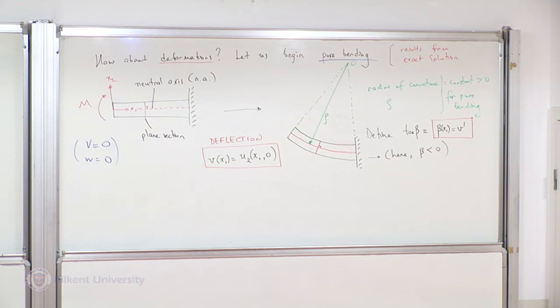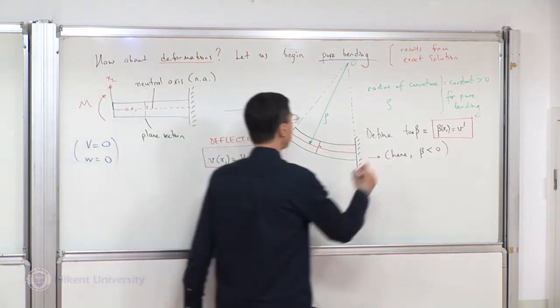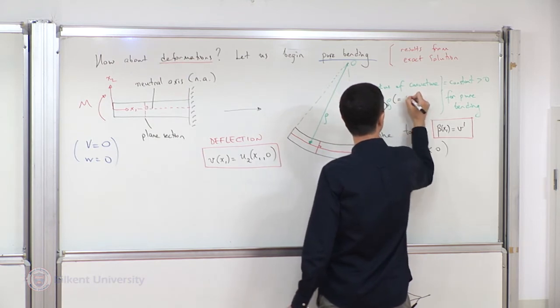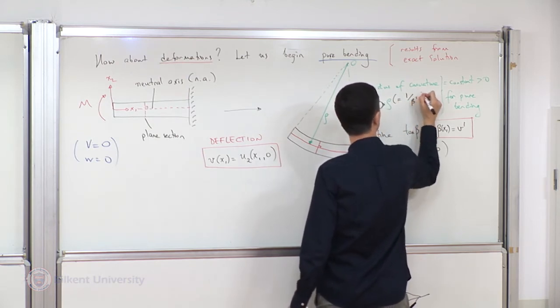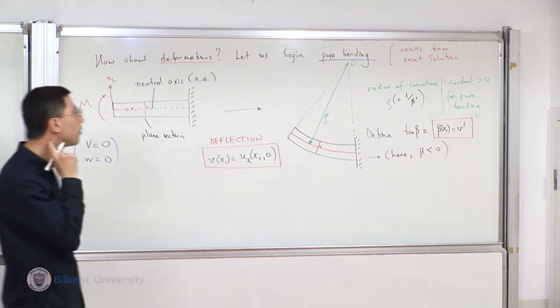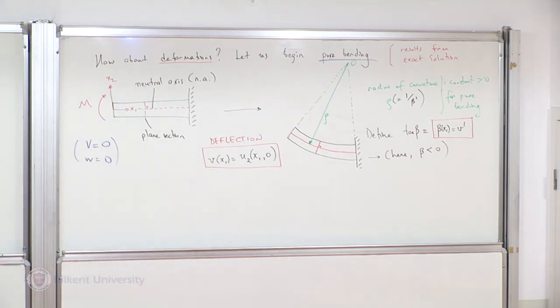All right. So that's where we are so far. Just to remind you at this stage, it's not really important, but you can also remember that actually the radius of curvature can be calculated by 1 over beta prime.